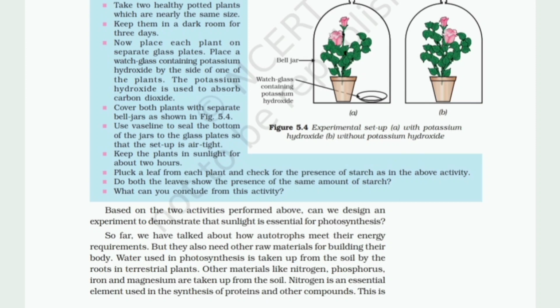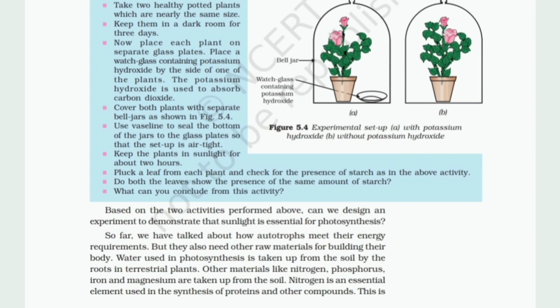Do both the leaves show the presence of the same amount of starch? What can you conclude from this activity? Based on the 2 activities performed above, can we design an experiment to demonstrate that sunlight is essential for photosynthesis?